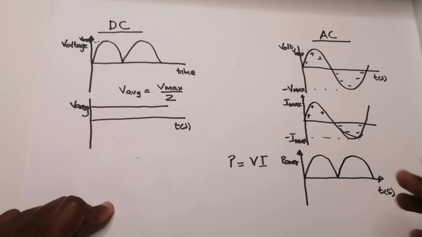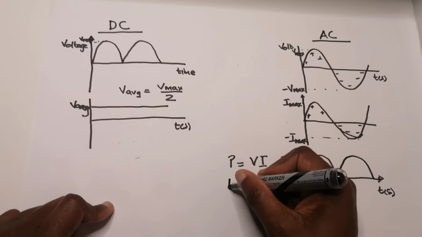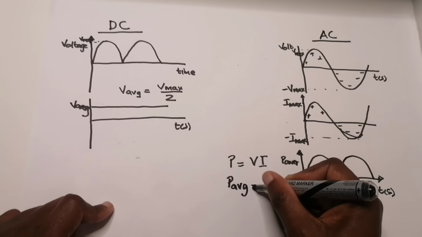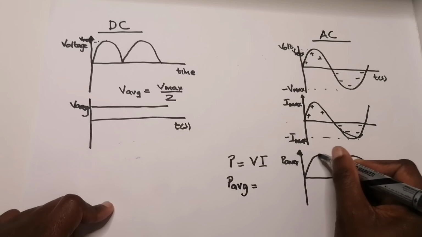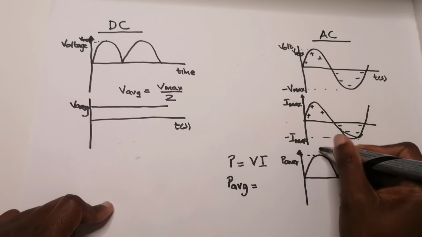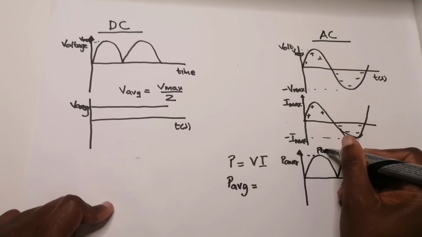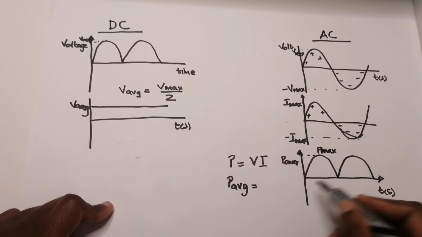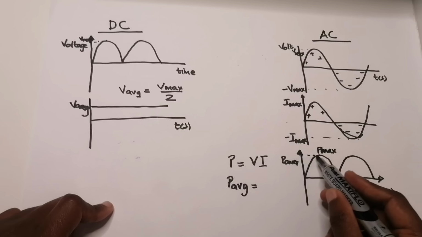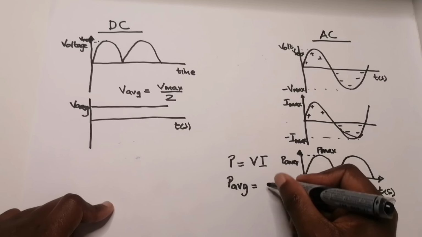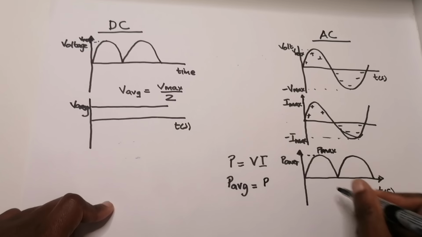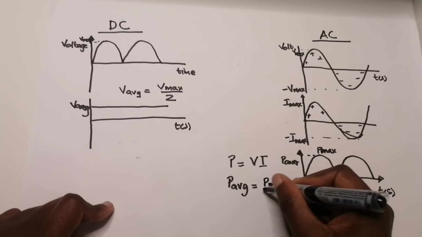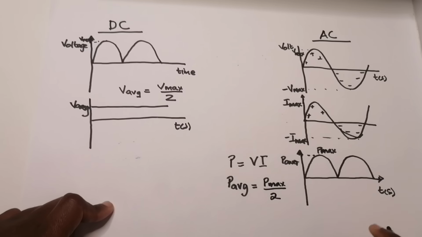Can you see? Now, ladies and gents, we can find out what the average power is. If you remember, this would be P max over there, the maximum power, right? So how would I get the average power? I would say it's going to be P max plus 0, divided by 2. So it would be P max divided by 2.